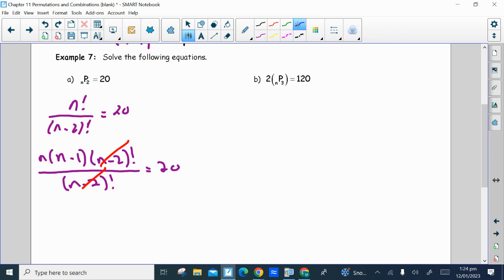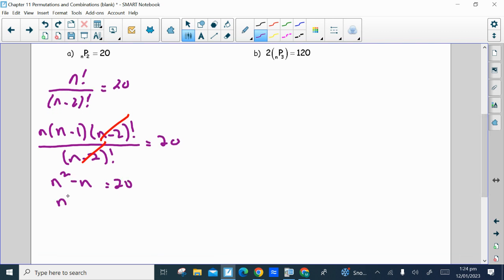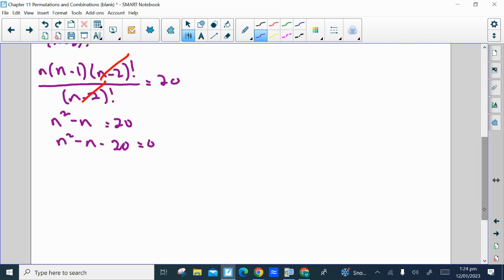And so now we're going to solve this equation that we have left here. If you multiply the n and the n minus 1 out, you'll get n squared minus n equals 20. So we have this quadratic to solve, and you might remember to solve quadratics, we always make them equal to 0, and then we see if we can factor them. And this one can be factored. It'll be n minus 5, n plus 4.